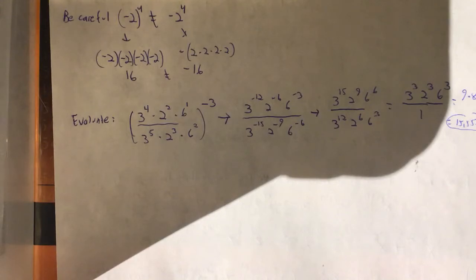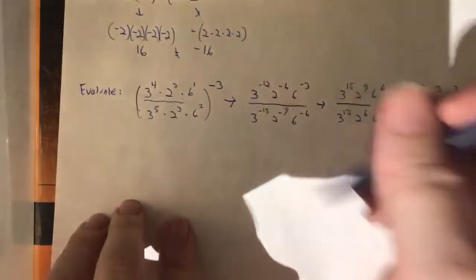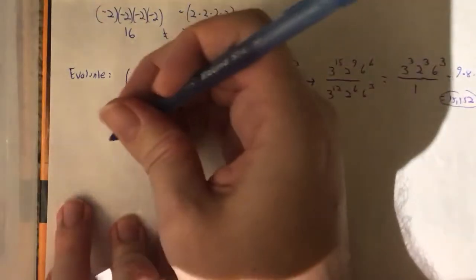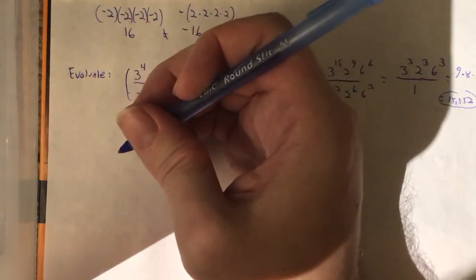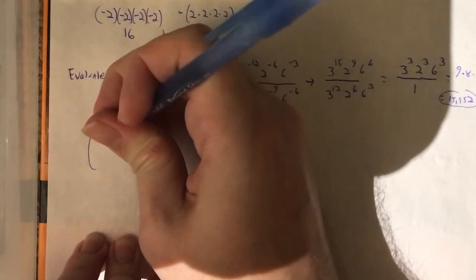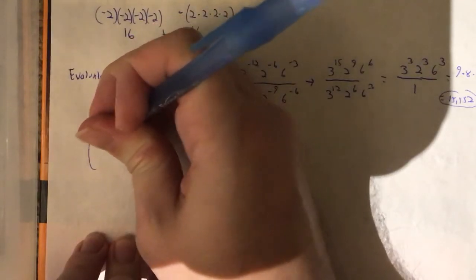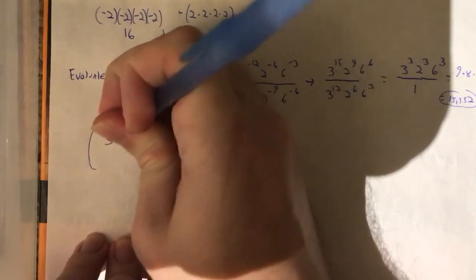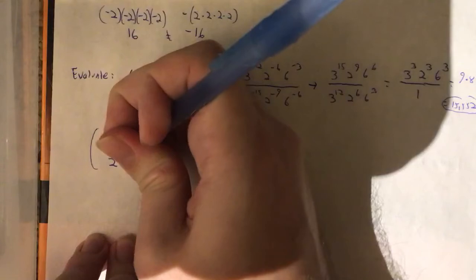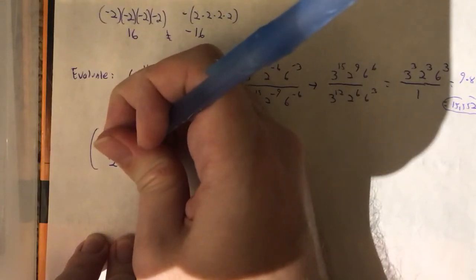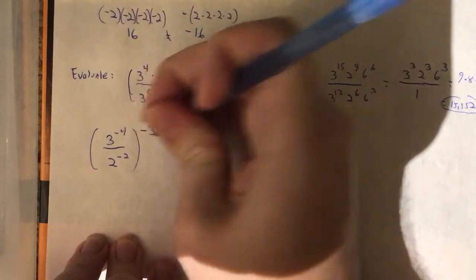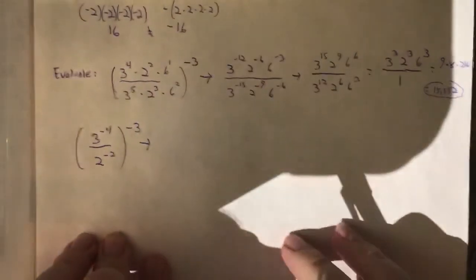So, let's see. One more. I know I said that was the last one. We'll just do one more example. Let's do 3 to the negative 4 over 2 to the negative 2 raised to the negative 3. I want to evaluate it.